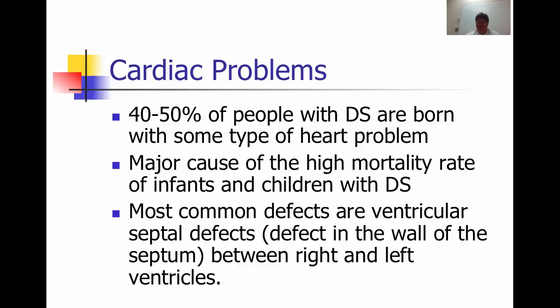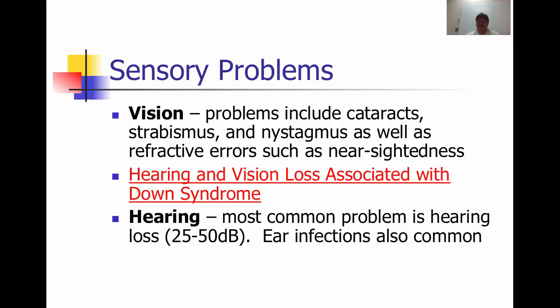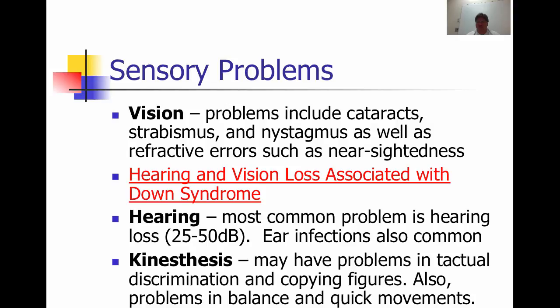The most common defects are ventricular septum defects, which is a defect in the wall of the septum between the right and left ventricles. Sensory problems. Children or infants with Down syndrome have issues with vision, cataracts, and astigmatism, as well as nearsightedness. Hearing. Children with Down syndrome quite commonly have hearing problems and experience lots of ear infections, and also have issues in tactile discrimination and copying figures and in balancing and quick movements.